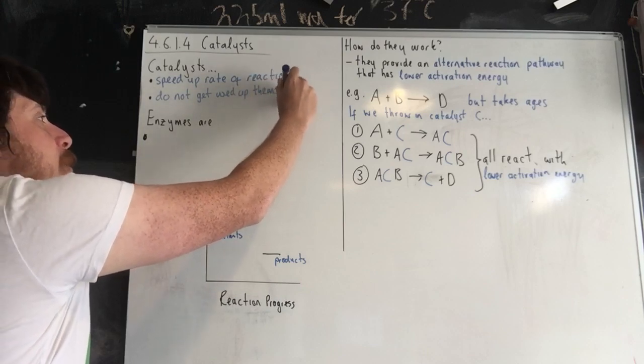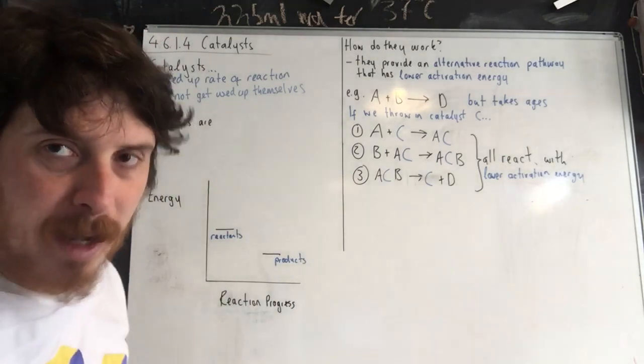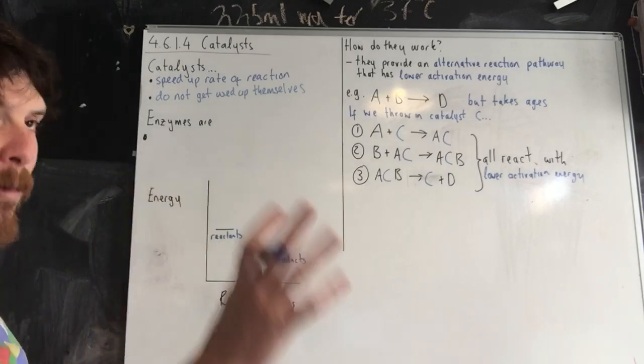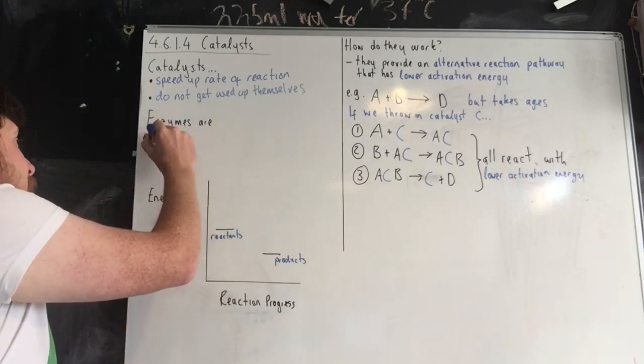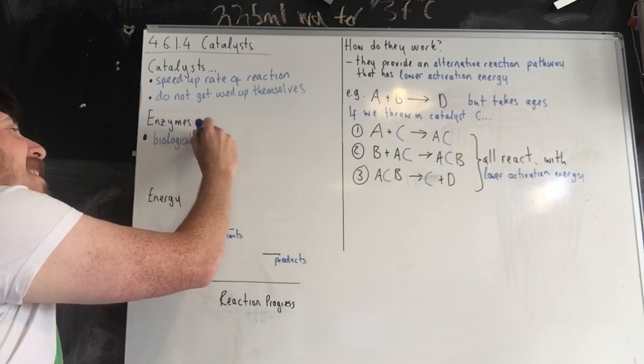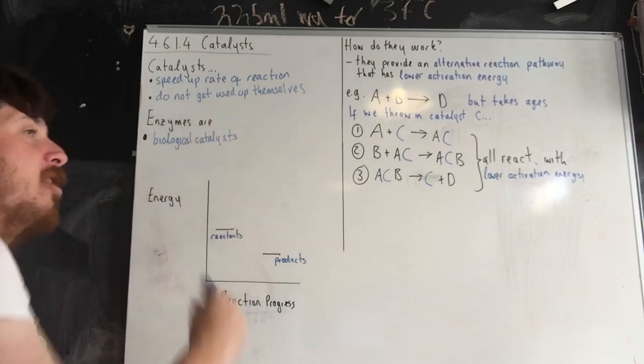themselves. So, for example, amylase in the mouth is a catalyst for speeding up reaction. The amylase does not get used up itself, it still remains. So, amylase is an enzyme. Enzymes are biological catalysts.